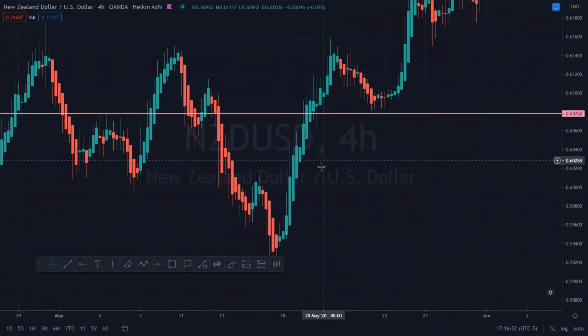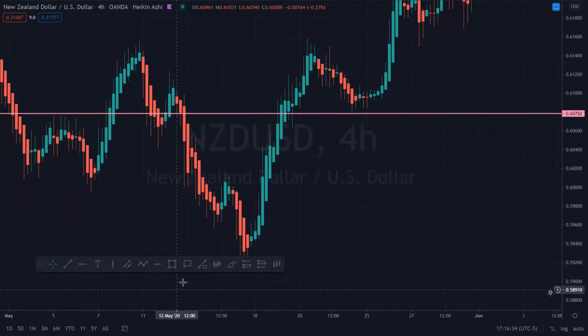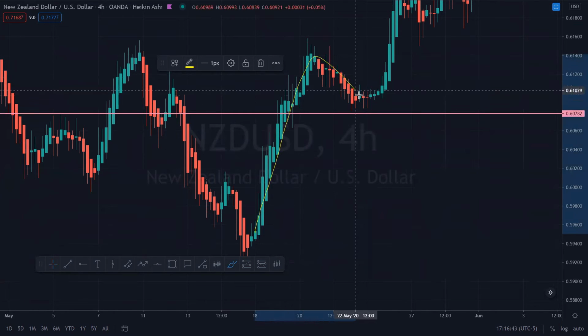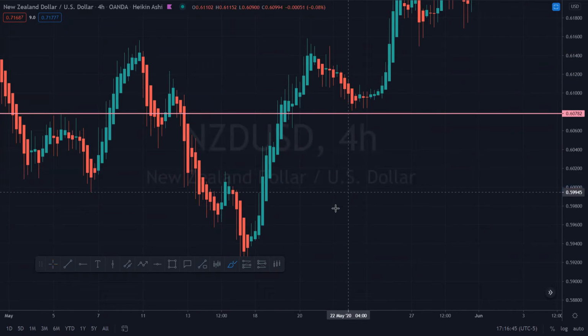This was the resistance. Does it look much better? Now they're looking like candlesticks. All right, watch me now. Shift, retest, create a higher low.